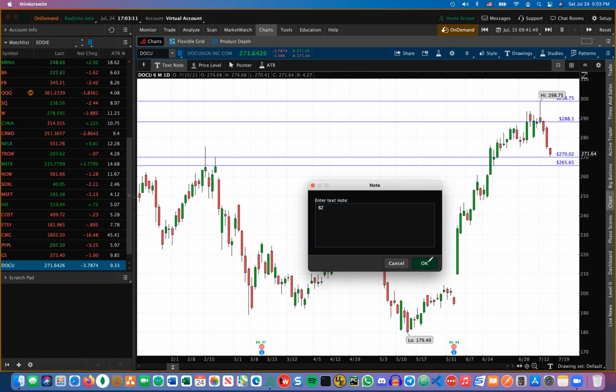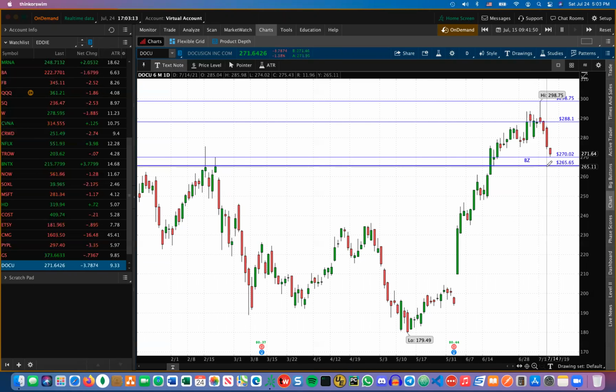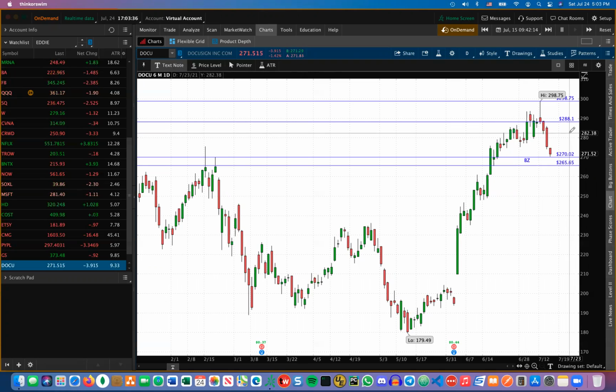Let me go ahead and put that in here. This is my buy zone, somewhere in between $265 and $270. And I'm expecting that once price comes into my buy zone, then I will buy a call. And my thesis is that price is going to turn around and hopefully run up to about $288. So that's about an 18-point move that I'm expecting.